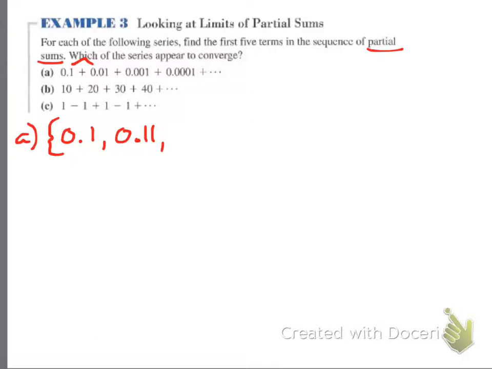0.11. The third partial sum is the sum of all 3 numbers, the first 3 terms. So now I've got 0.111. The fourth partial sum is the sum of the first 4 terms. Okay? The fifth partial sum. Now they didn't give you the fifth term here, but I think you guys can figure it out. There's the fifth term. The fifth partial sum is the sum of the first 5 terms.